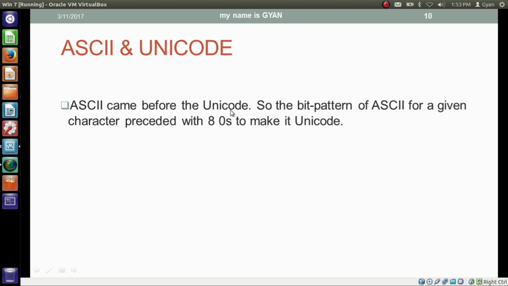ASCII came before Unicode, so the bit pattern of ASCII for a given character gets preceded with 8 zeros to make it Unicode. We can see here this binary pattern represents A whose ASCII value is 65. To represent the same number 65 in Unicode for A, we preceded the same binary with 8 zeros. This is how we converted it to Unicode. You can easily find the Unicode table and ASCII table on the internet and can search for the Unicode or ASCII corresponding to your favorite character.